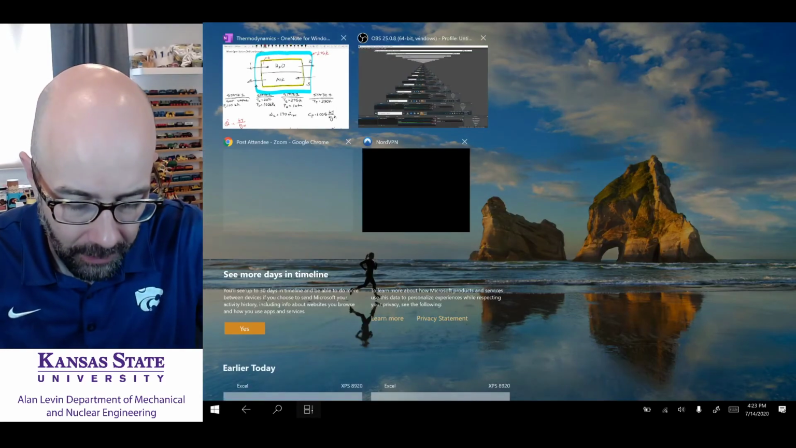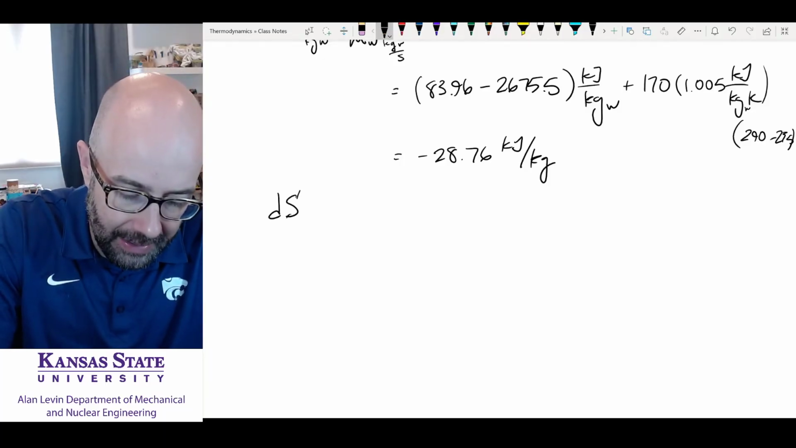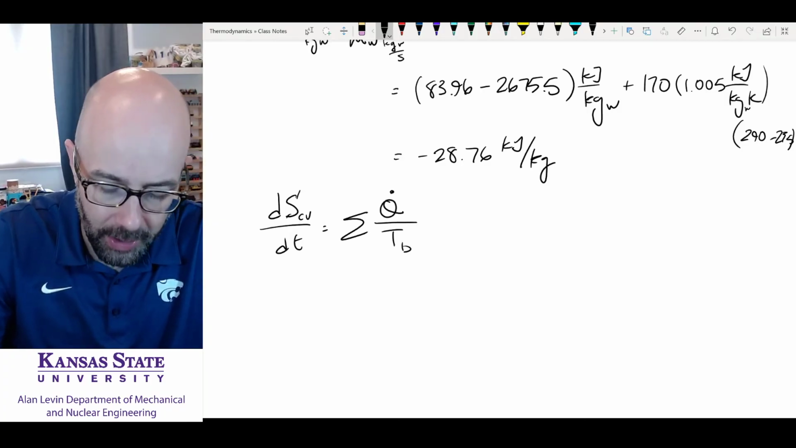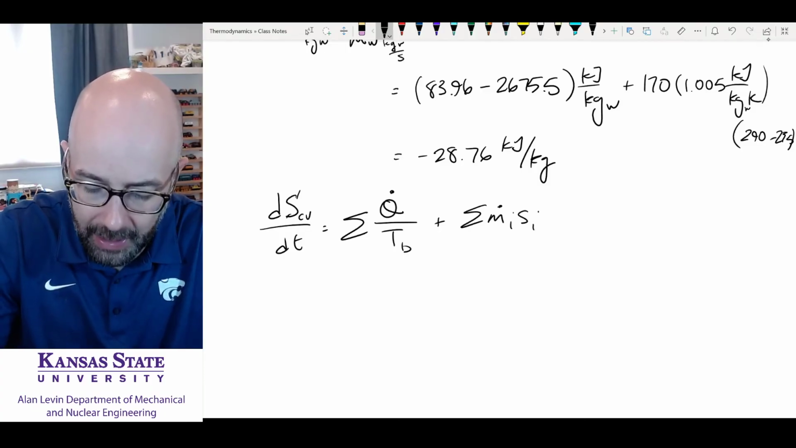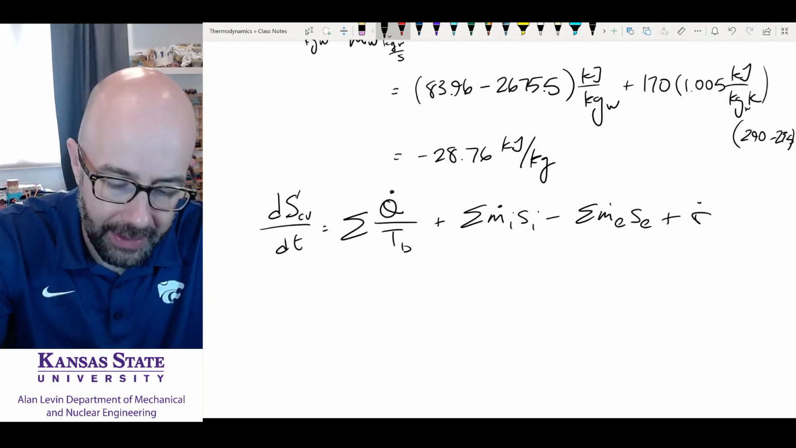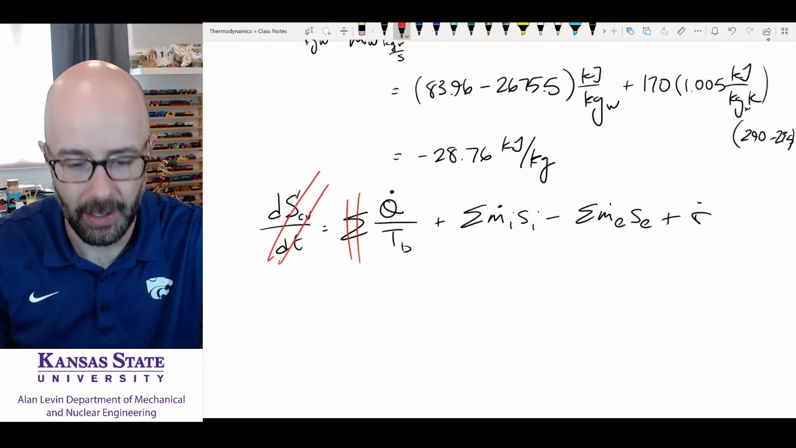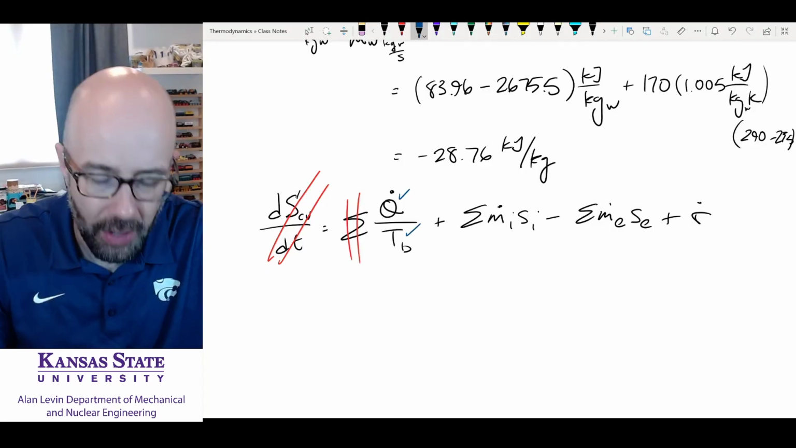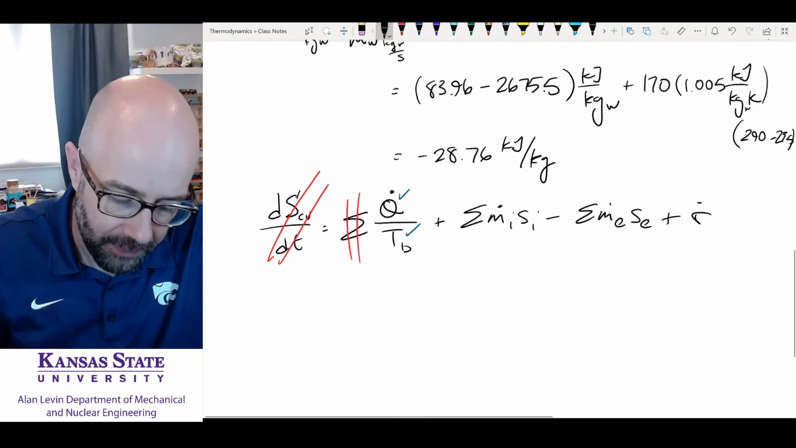Okay, so now we would have to use the second law here. So we're going to use dS CV dt is equal to the summation of the heat transfer rate and the temperature at which that heat transfer rate occurs, plus the summation of my mass flow rates in, entropy in, minus the summation of my mass flow rates exiting, entropy exiting, plus sigma dot. Okay, we're still at steady state, so this goes away. Okay, and we have one heat transfer, so we don't have to worry about the summation here. And we found this on the previous problem, and we know the temperature boundary because now that's given to us as 275.